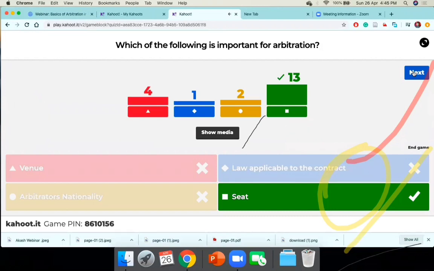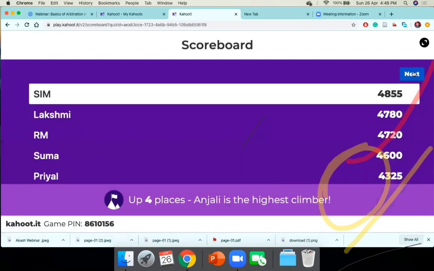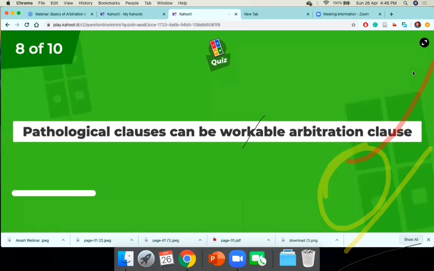Okay, as we discussed, the venue is not something which matters the most, and the arbitrator's nationality, of course, doesn't matter, nor which country the arbitrators are coming from. The law applicable to the contract is required to resolve the merits of the case. However, the seat is very important, because the seat provides the legal sphere to arbitration. And if you have any issue, you go to the courts at the seat. So that's about the seat. And let's go to the next question.